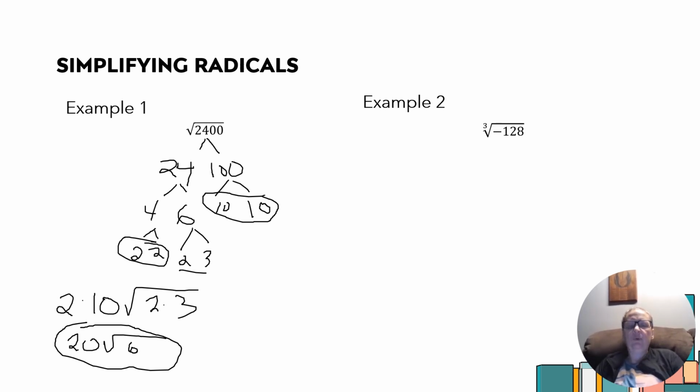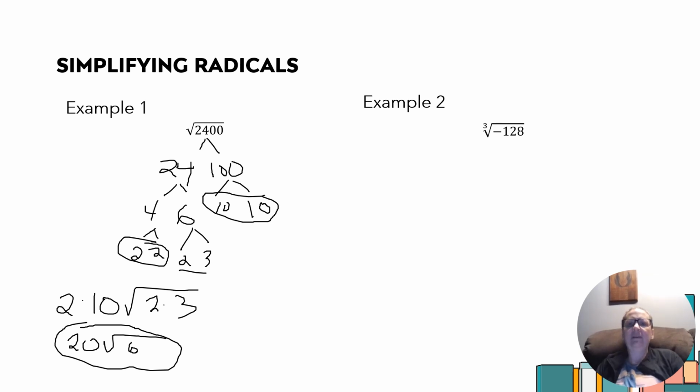In example 2, I have a cube root, and I have a special situation where I have a negative. You cannot take an even root of a negative number. A square root of a negative number is not defined, a fourth root of a negative number, etc. Any even number, because you can't multiply the same thing together an even number of times and get a negative number. You can, however, multiply something together an odd number of times and get a negative number.